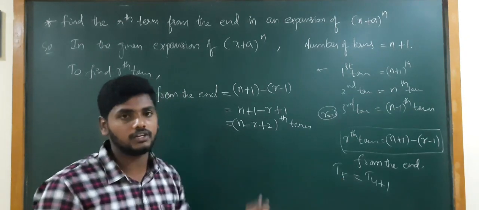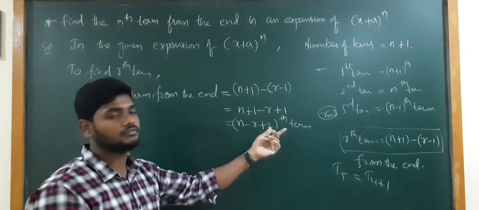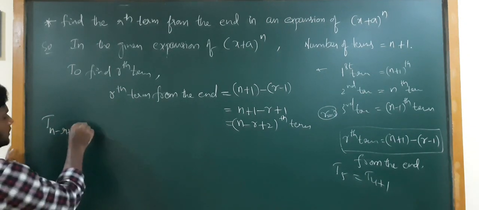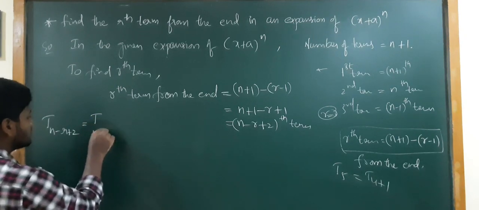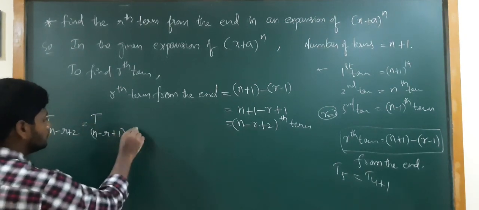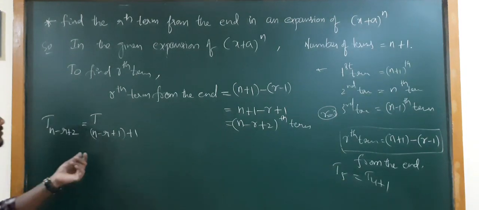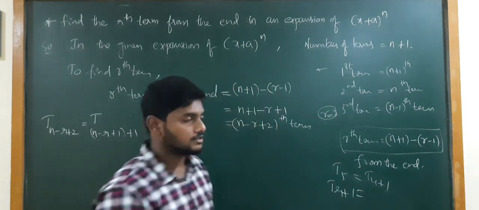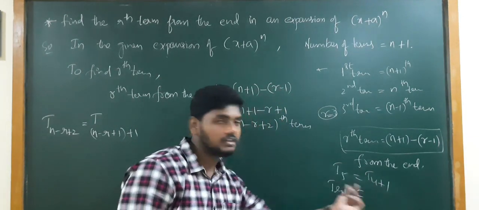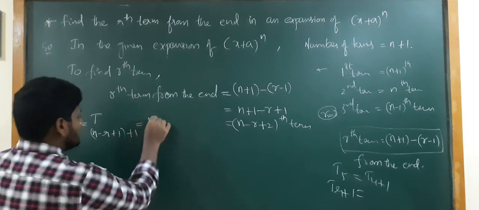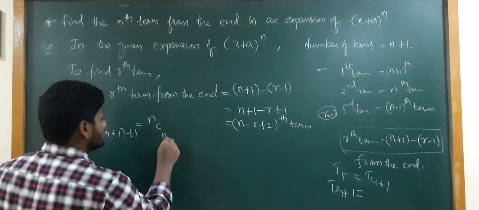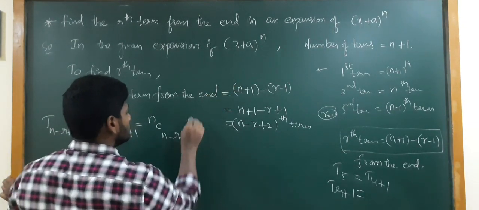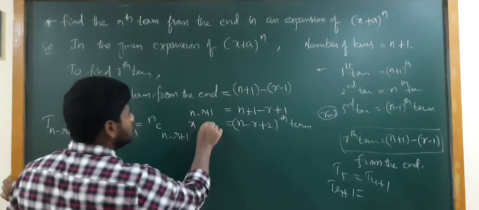So the rth term from the end is the n minus r plus 2th term, like t5. T5 means t4 plus 1 we need to find. So here we got the n minus r plus 2th term. T n minus r plus 2 can be written as t n minus r plus 1 plus 1. Right? Anything we need to write in the r plus 1 manner, T r plus 1. So in the general formula, this r we will use. So here also nC, this one only we will use: nC n minus r plus 1 into x to the power of n minus r plus 1 into a.